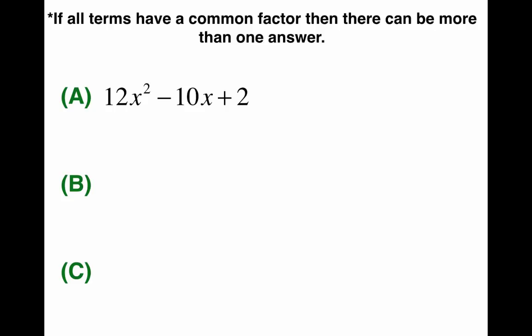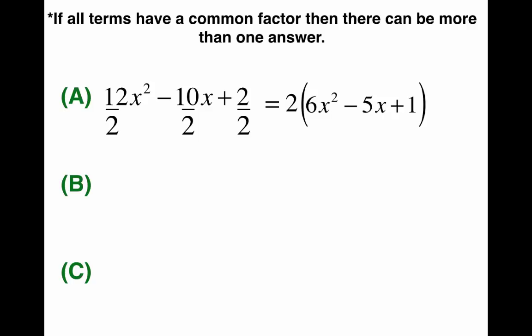Or is it ready to go straight to the rectangle diamond? Well, let's see. Couldn't I divide by 2? Wouldn't 2 divide each of these pretty evenly? So that would leave me with a 2 in front. And 12 divided by 2 is 6x squared, and 10 divided by 2 is 5x, and 2 divided by 2 is 1. So now I'd be ready to go do my rectangle diamond.